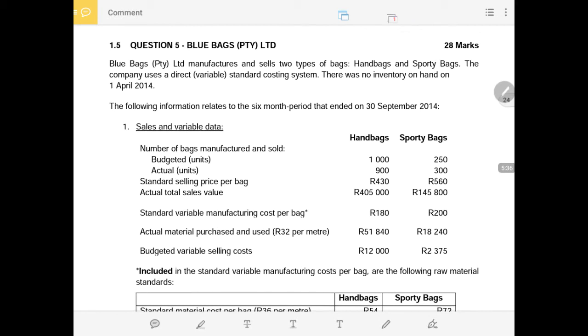Now it says question 5, Blue Bags Pty Ltd. We can say that this company is likely to be producing bags.